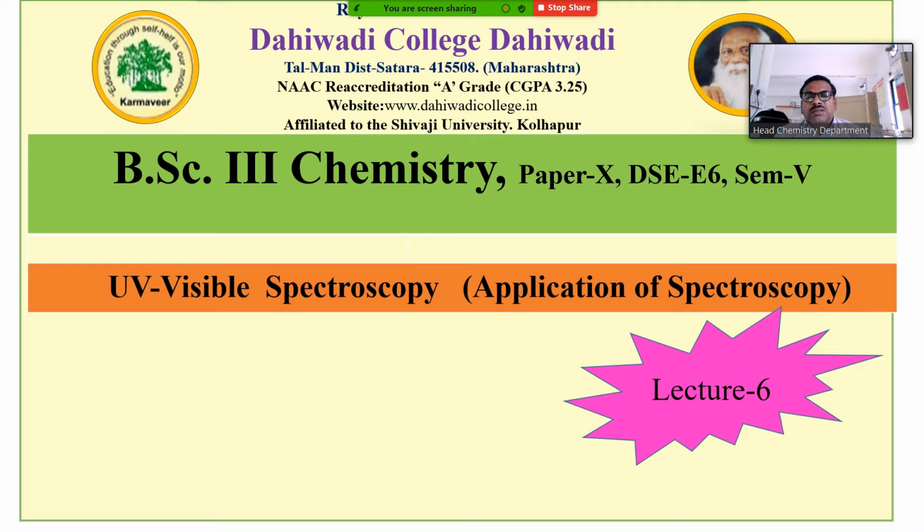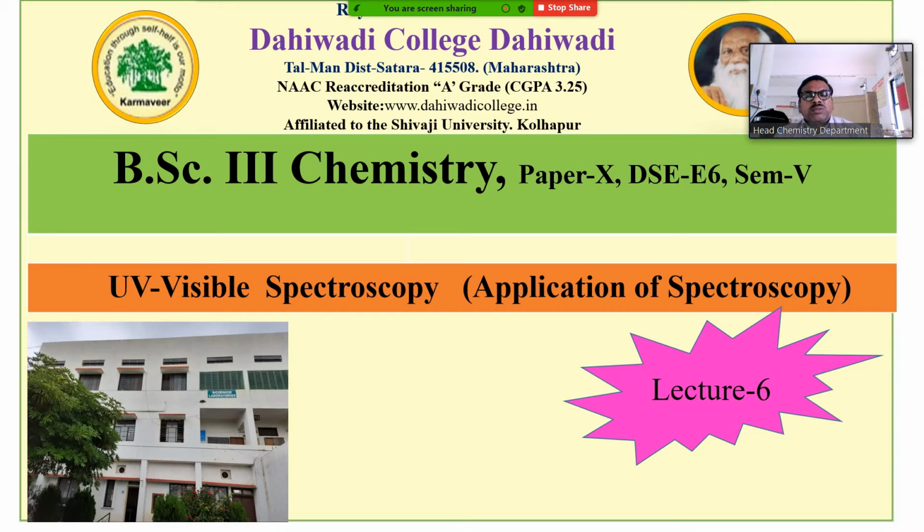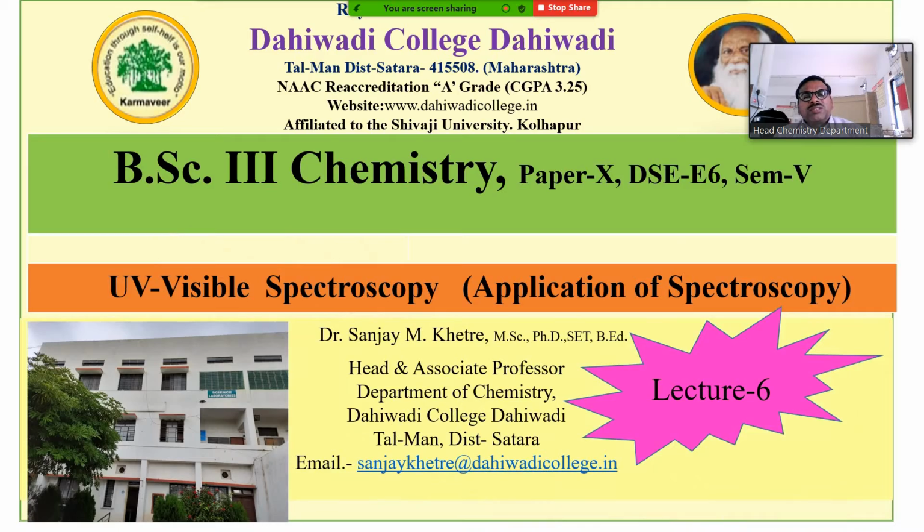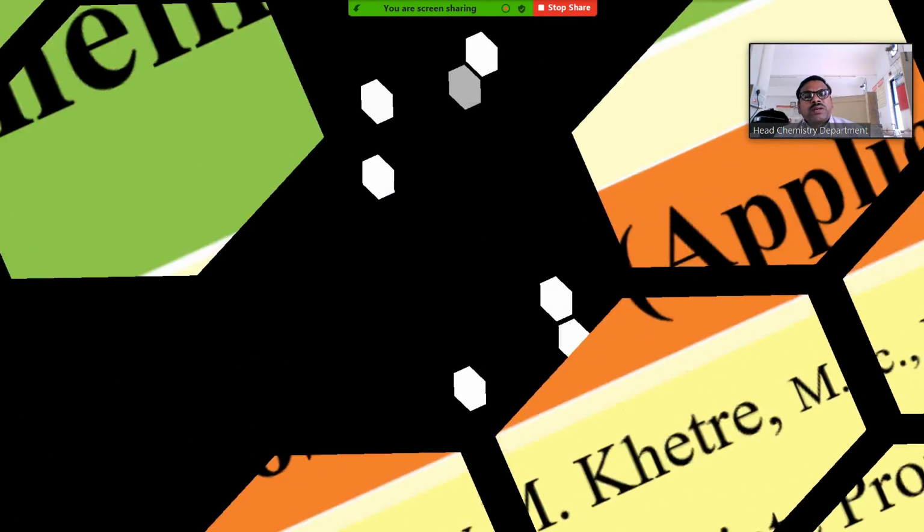Hello friends, today we are going to discuss UV spectroscopy, the applications of UV spectroscopy. This is the last part of this topic. We have learned the diene system, the enone system, then what is homoannular diene, heteroannular diene, extended conjugation, everything we have covered. Now this is the last part of the topic. What we are going to discuss is the applications of UV spectroscopy.